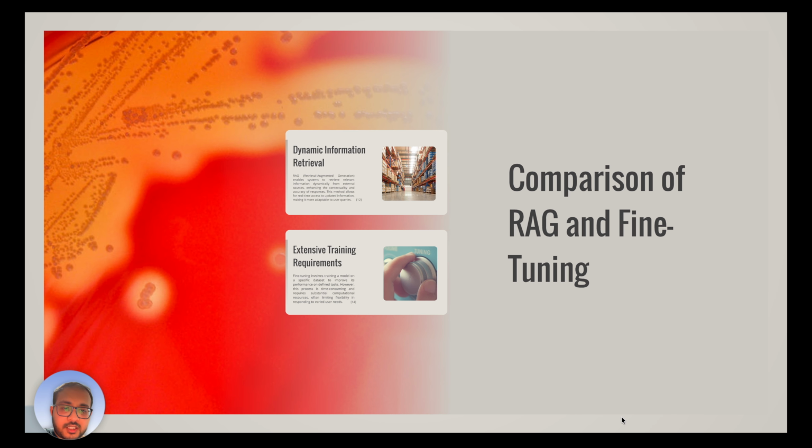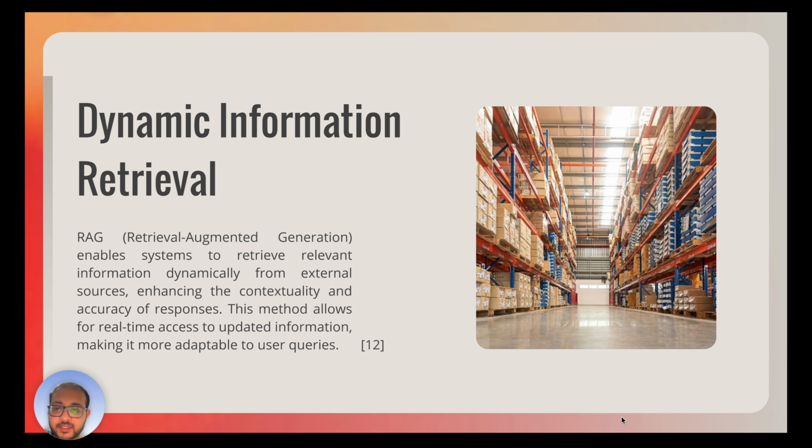Now, coming to the comparison of RAG and fine tuning, RAG works on dynamic information retrieval, where the information is very fluid. So you can add information whenever you want, and you can update information whenever you want, and the LLM just knows about it. So that makes it more dynamic and real time.